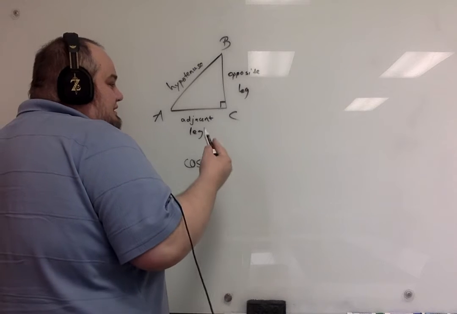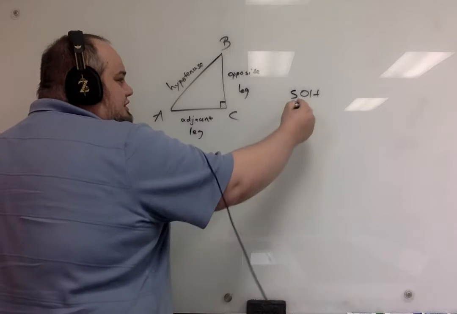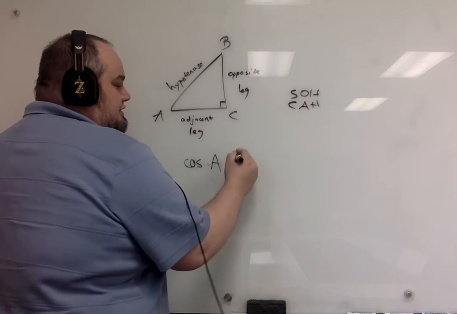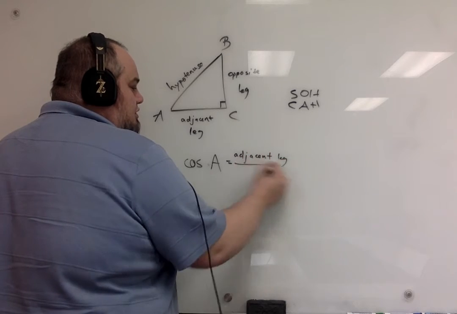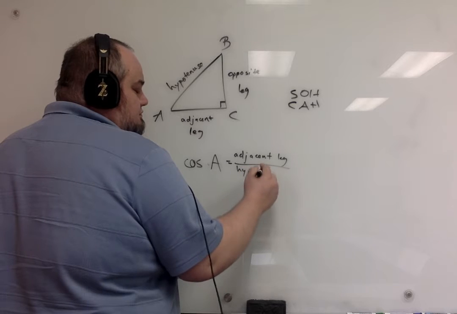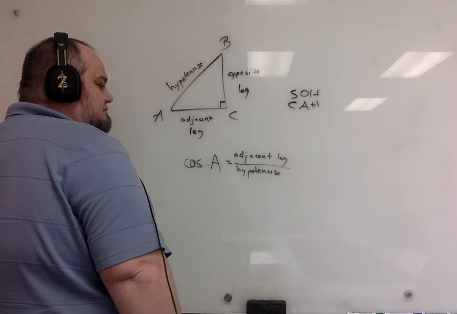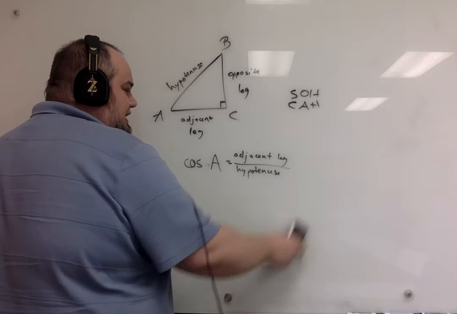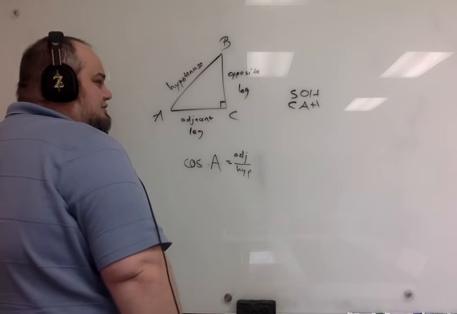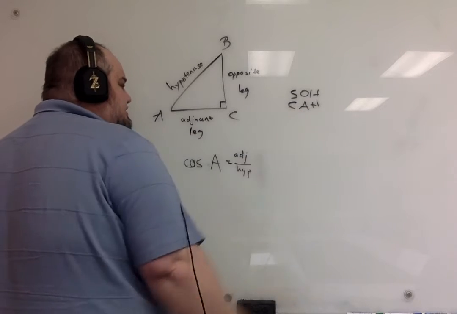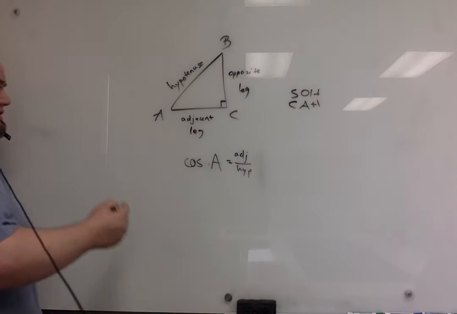And we said sine was opposite over hypotenuse. Cosine is adjacent over hypotenuse. So it's the adjacent leg over the hypotenuse. So once again, it's just a ratio. And a lot of times you'll just see it abbreviated as ADJ, adjacent, over HYP, hypotenuse. Or like this, CAH. Cosine is adjacent over hypotenuse. So let's look at a couple examples.